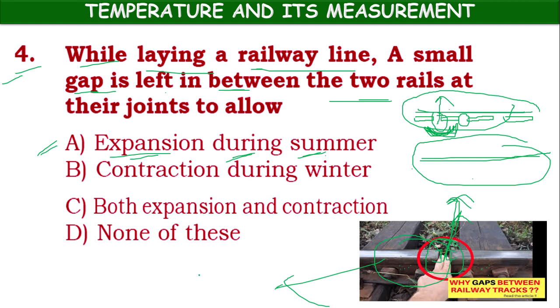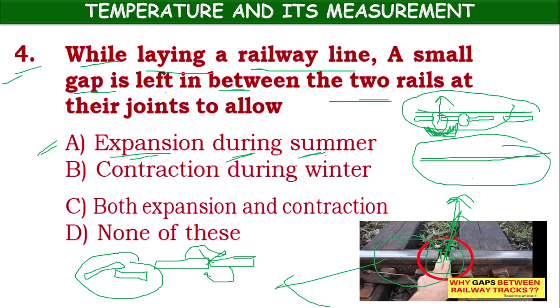Otherwise, if there is no gap, this first rail will expand, this second rail will expand, and there is no space for expansion. So what happens? They will bend. They will bend away from one another, or they will lie over one another, which will cause accidents.